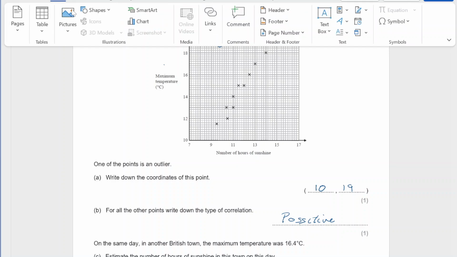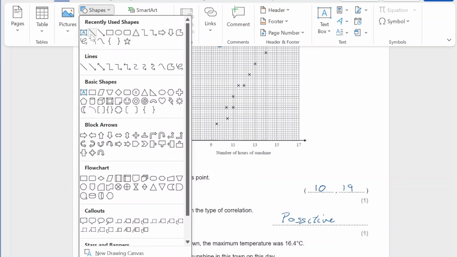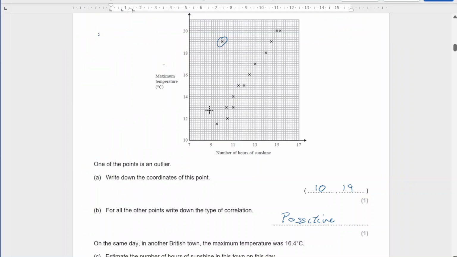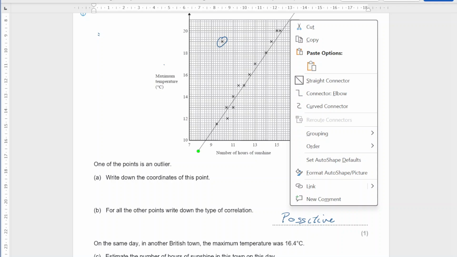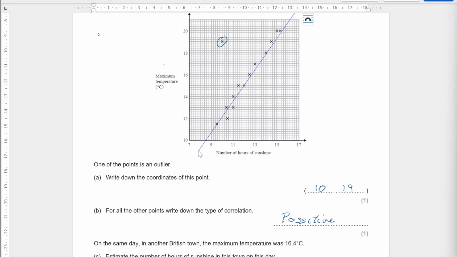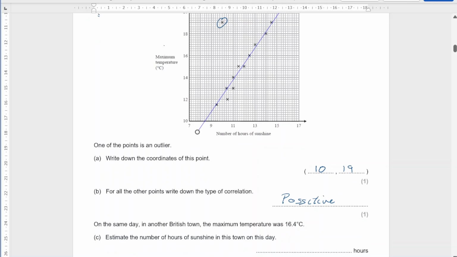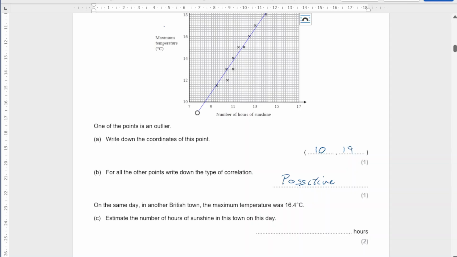I'll put it in, and then I'll arrange it a little bit differently if I need to. So that, to be fair, I've placed pretty well already. If I just make a couple of adjustments, we'll move it up slightly. So that looks pretty good. The temperature was 16.4 degrees. Estimate the number of hours.